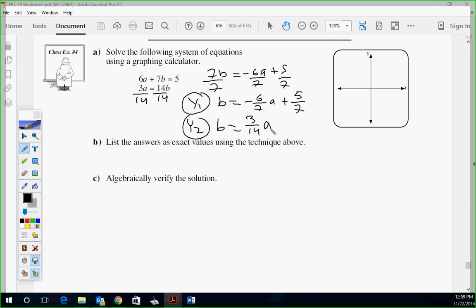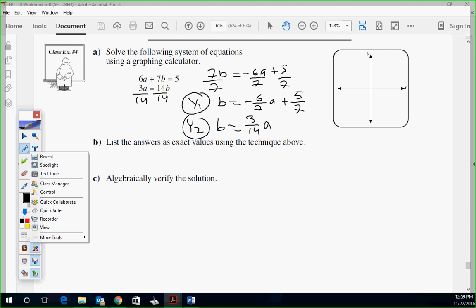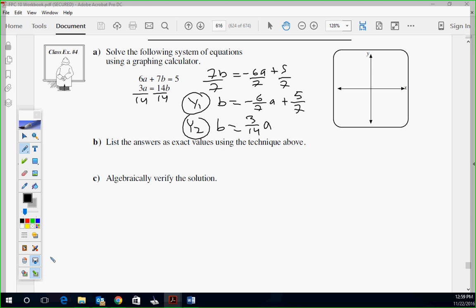So practice what I just told you. Find where they cross, and then give me the exact values. I'll pause the video so you can try that. A lot of you got your exact values. Your X was 2/3, and your Y was 1/7. Great work.